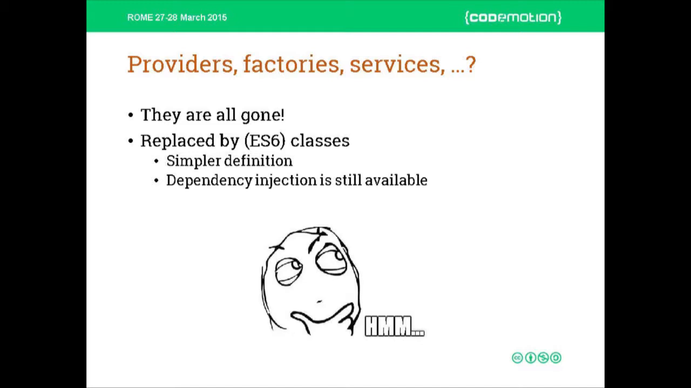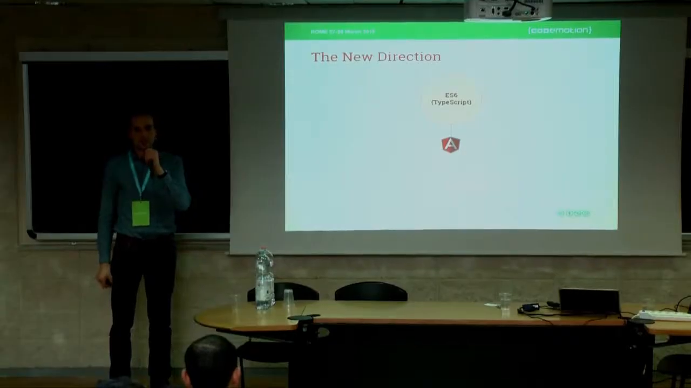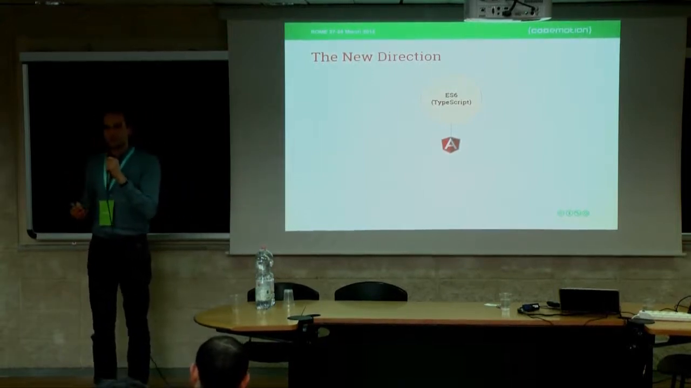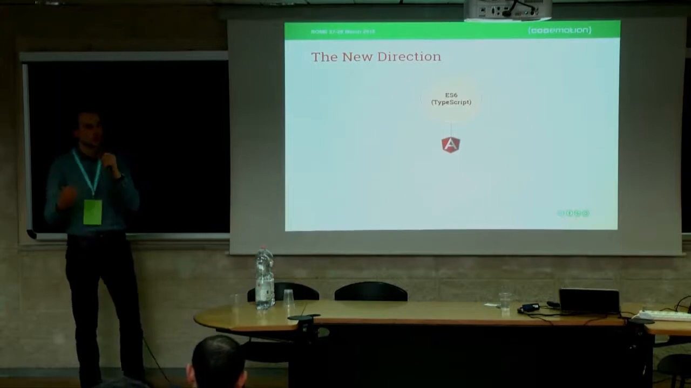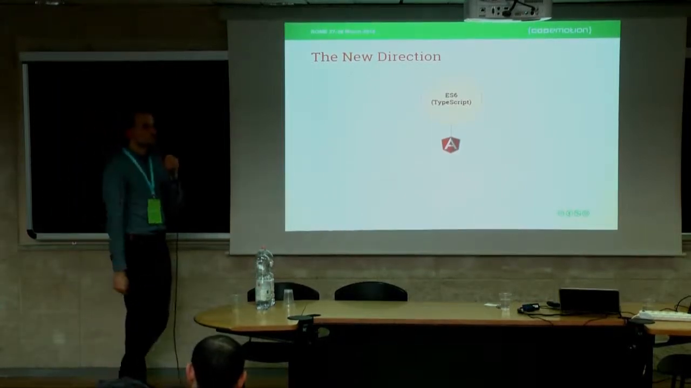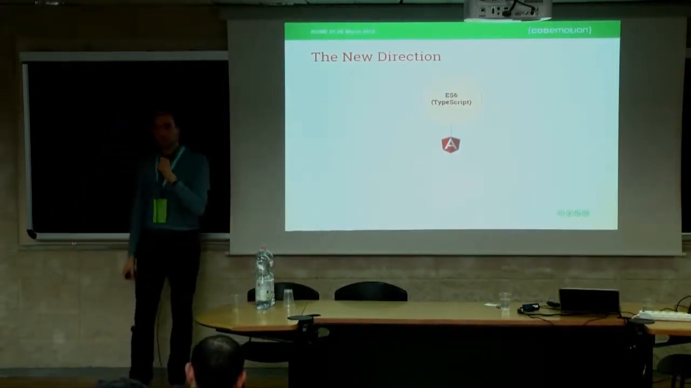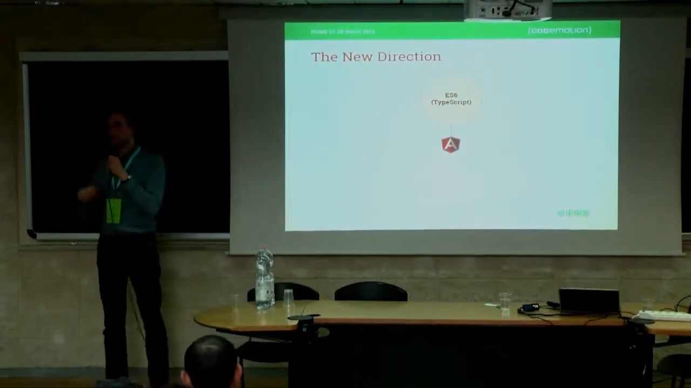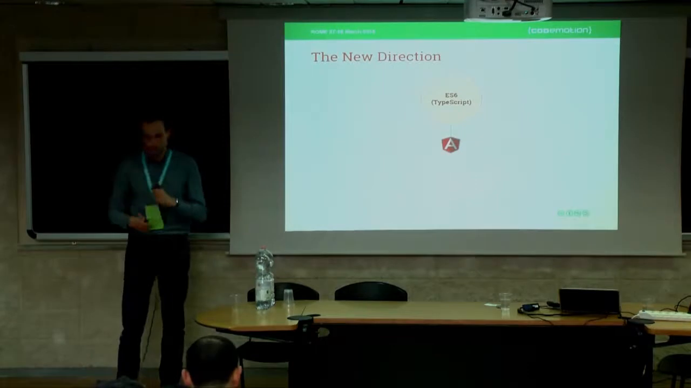So what is the new direction that Angular is taking? It's going to be ECMAScript 6 or TypeScript. Basically, these metadata annotations and type system are completely optional. If you don't like it, you're of course free to stick to ECMAScript 6, or if you don't like this, you can go to ECMAScript 5, of course. But you have the opportunity to choose.